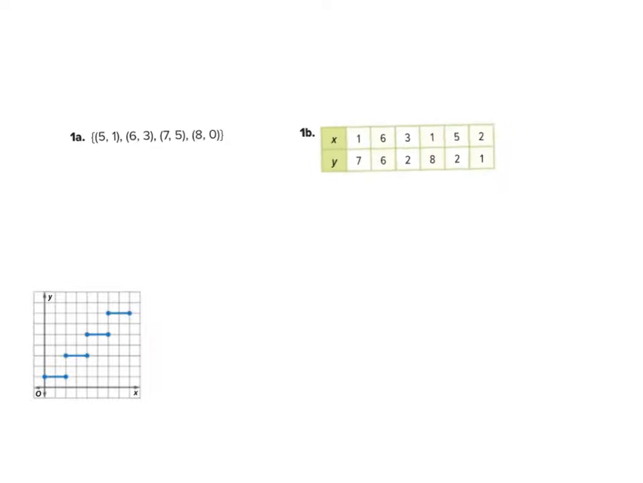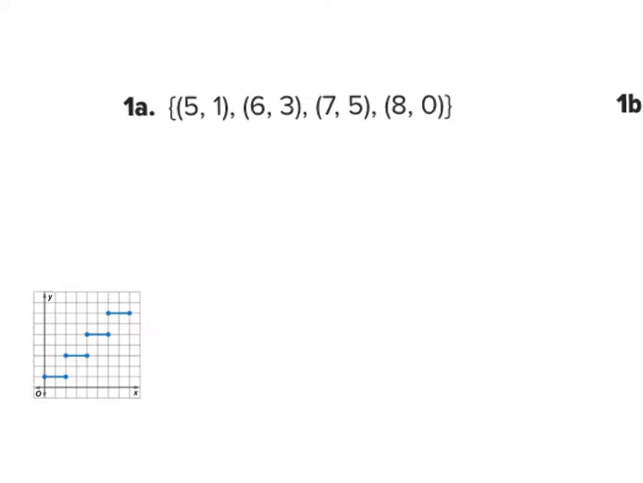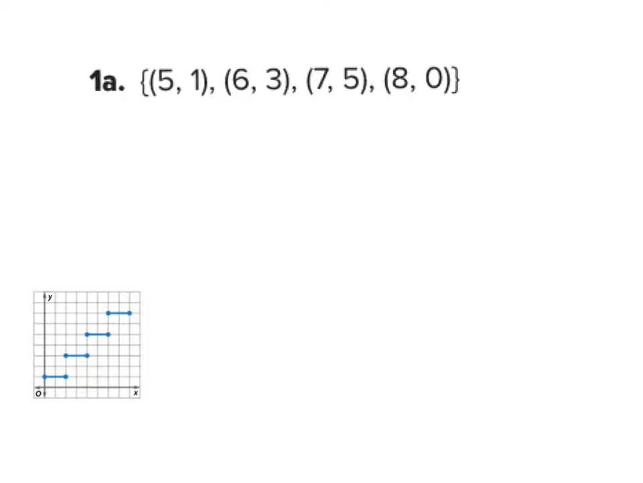Let's take a look at a couple more examples. For 1a, I have a set of points written out. And again, remember that your domain are the x's, your ranges are the y's. So I'm going to write out my domain. I have 5, 6, 7, and 8. So our domain always come first. Those are the x's. So 5, 6, 7, and 8. Now my range are the y's, 1, 3, 5, 0.